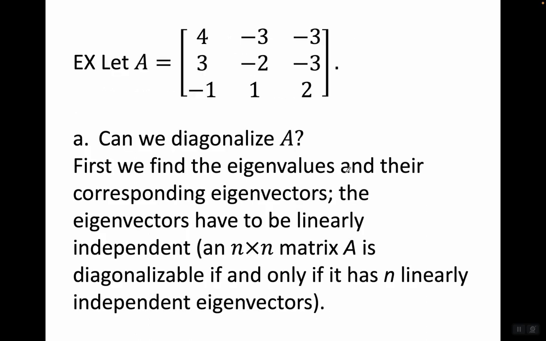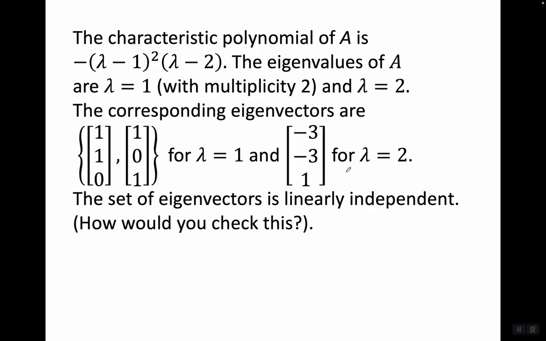Let A equal this matrix. Can we diagonalize A? First, we find the eigenvalues and their corresponding eigenvectors. Why? The eigenvectors have to be linearly independent. An n by n matrix A is diagonalizable if and only if it has n linearly independent eigenvectors.